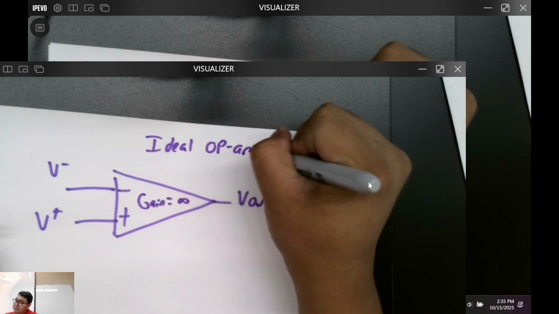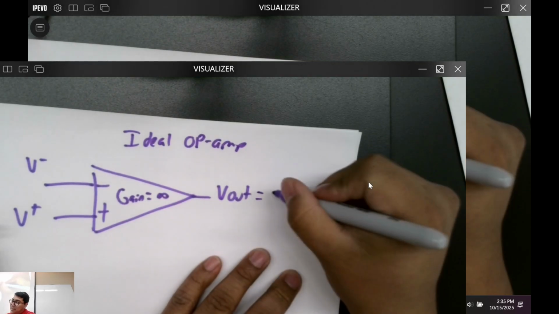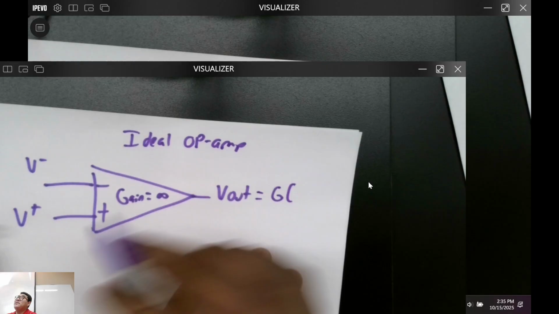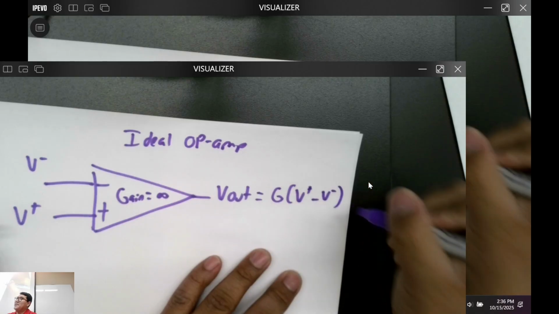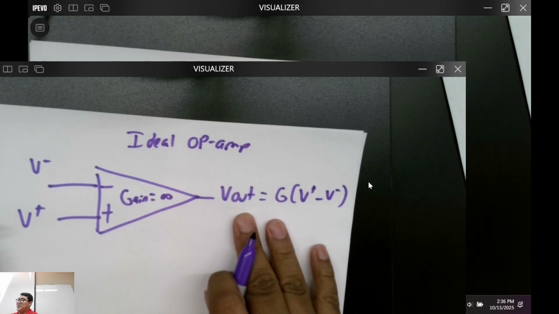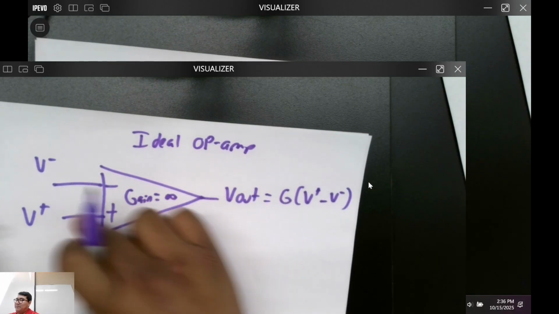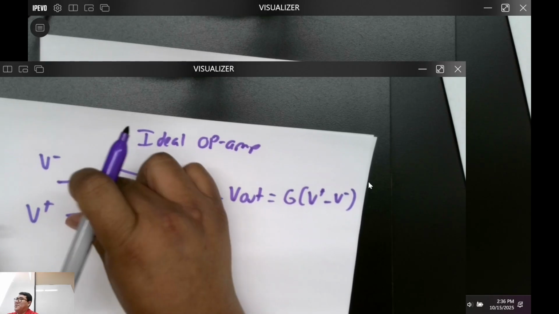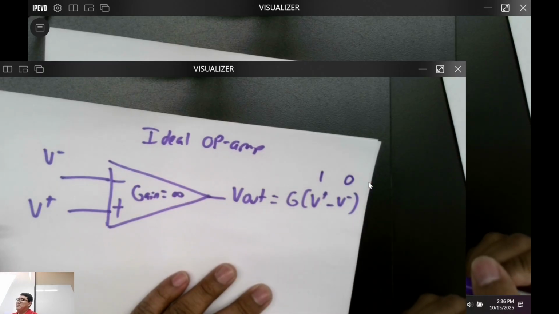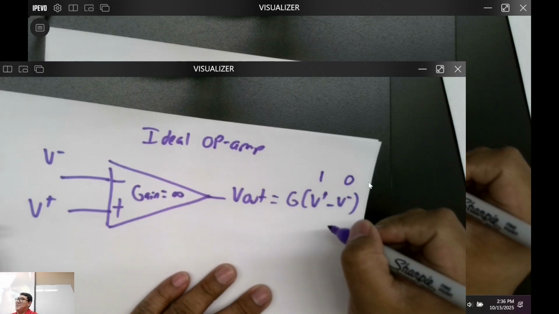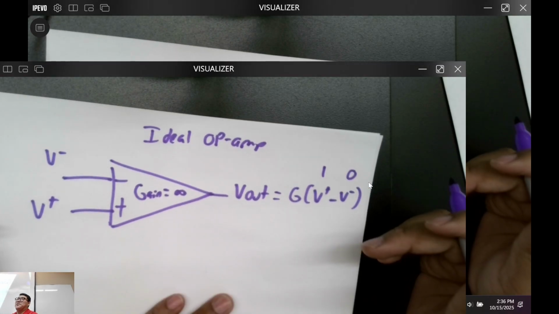All right, so this equation: Vout is going to equal some gain times the difference between V plus minus V minus, right? So all we're trying to do is, if there's a difference, Vout is going to change based on the difference between these. So if I had, let's just say, 1, 0, then Vout times infinity is going to go right into infinity, like some high voltage.